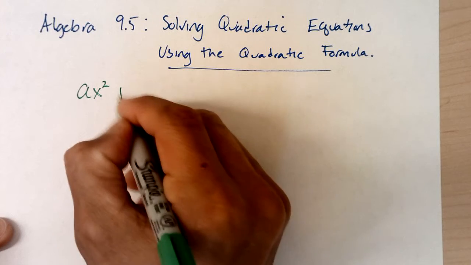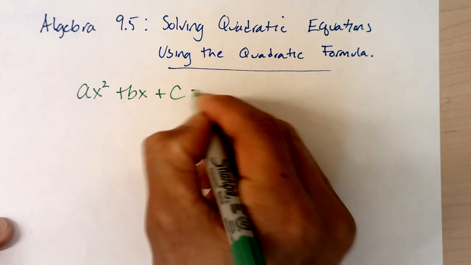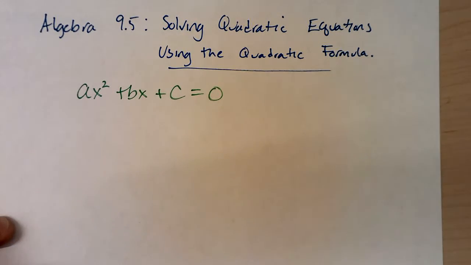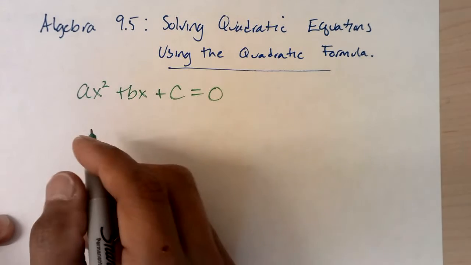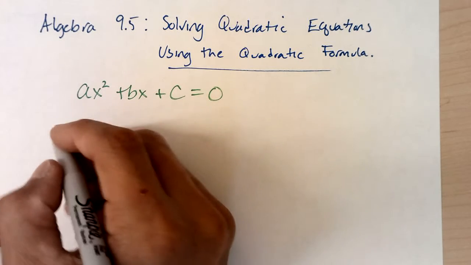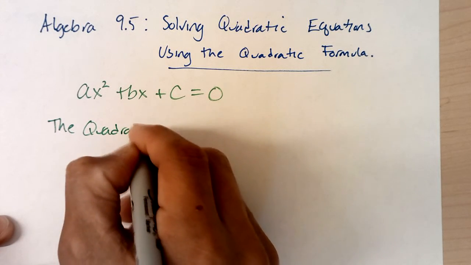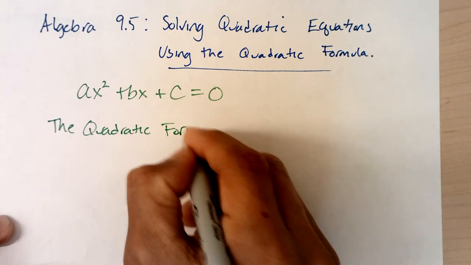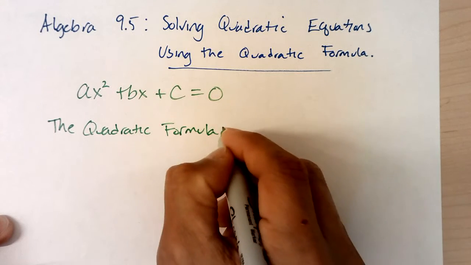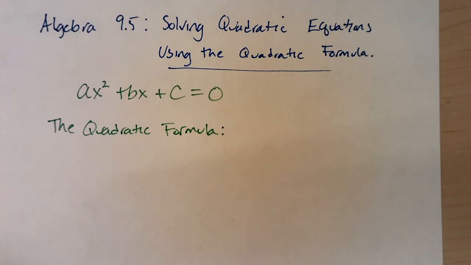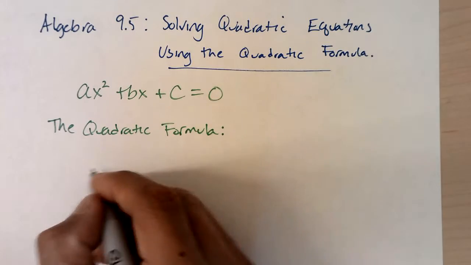Ax squared plus bx plus c is equal to 0. And then we'll be using what's known as the quadratic formula. So no matter what you do, definitely write down the quadratic formula. The quadratic formula finds the solutions, finds the roots, or finds the zeros, also referred to as the x-intercepts of the quadratic equation. So the quadratic formula is as follows.